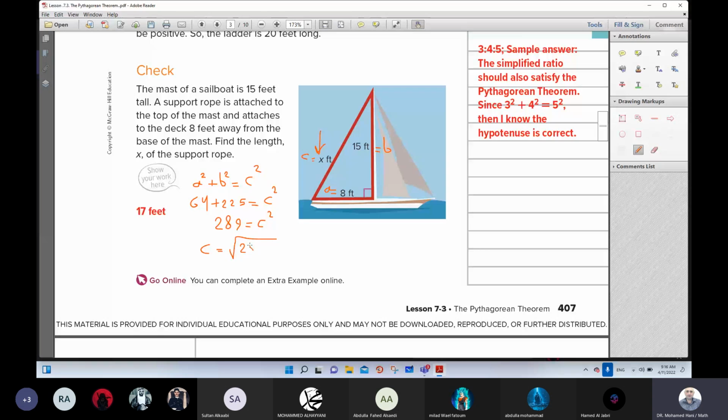In this example, as you see here, we have a right triangle. This angle is 90 degrees. And we know this side, this is A. And we know this side, this is B. And this side, the missing value, this is C. And we want to find this side. So we can use the Pythagorean theorem.